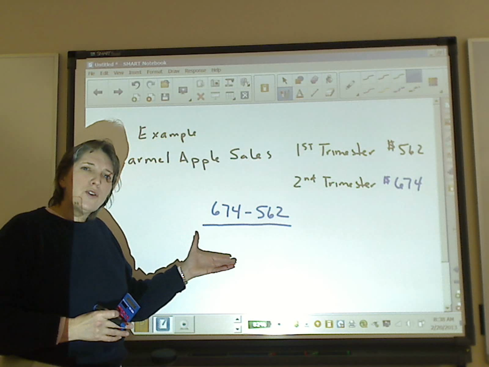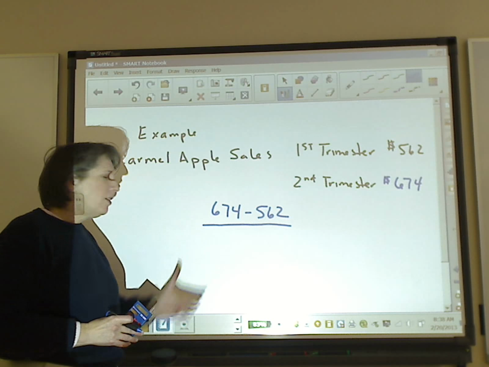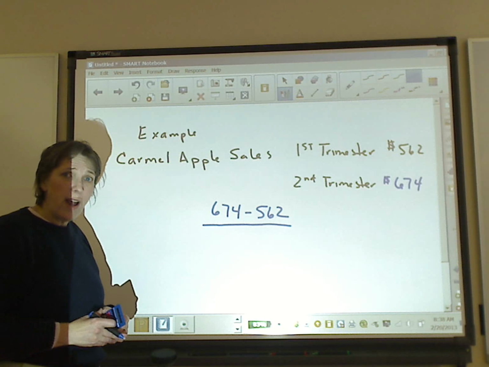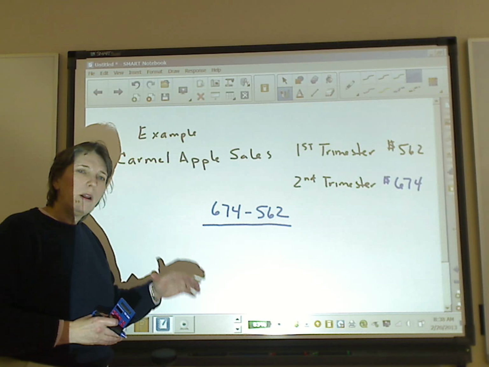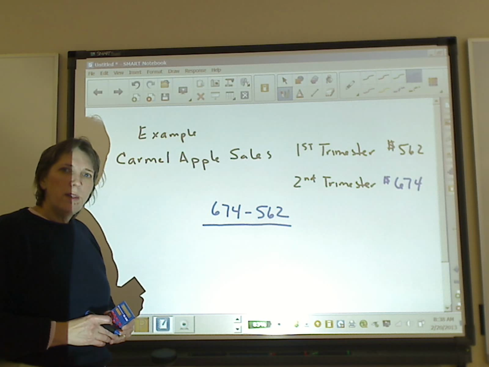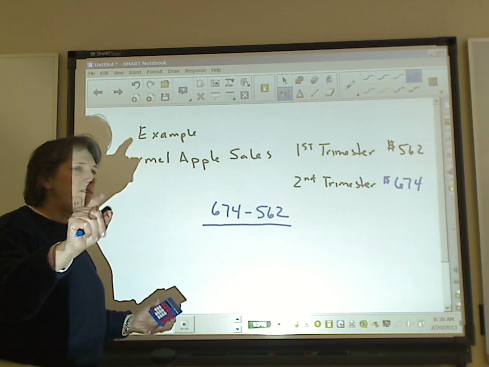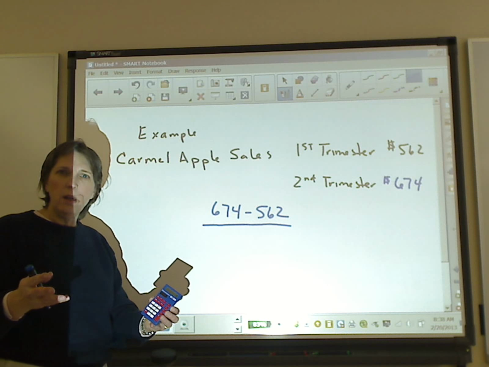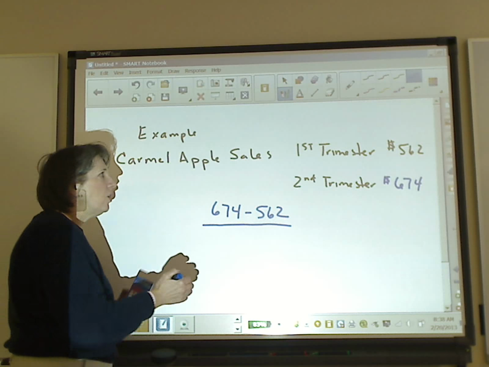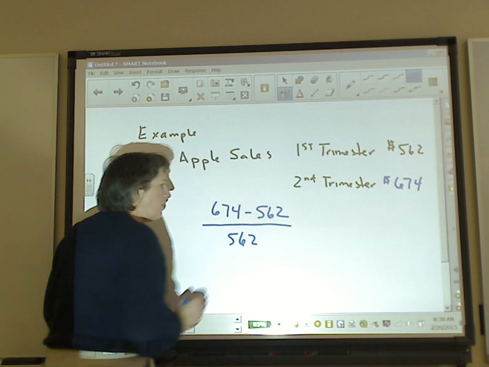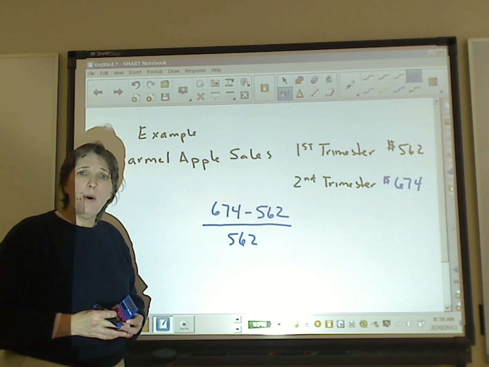And this is how you show your work. So you have to do this. You have to subtract the two amounts and you have to show it in a fraction. Over the what? What goes in the denominator? That's right, $562. Why? Because it's the original amount, whichever one comes first. So 562.